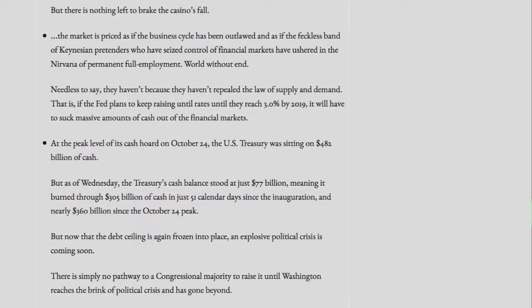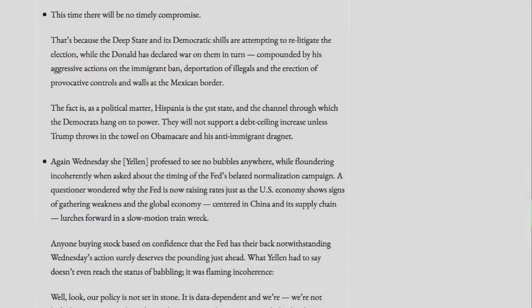But now that the debt ceiling is again frozen into place, an explosive political crisis is coming soon. There is simply no pathway to a congressional majority to raise it until Washington reaches the brink of political crisis and has gone beyond. This time, there will be no timely compromise.